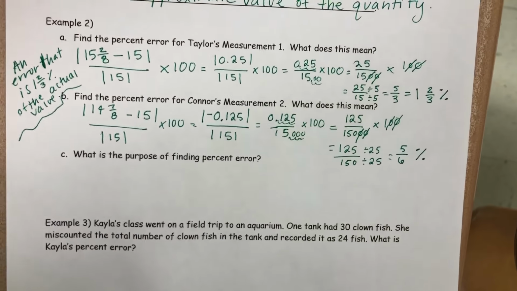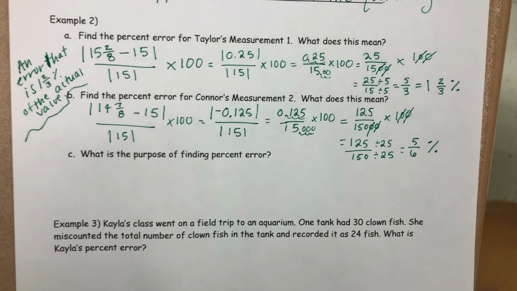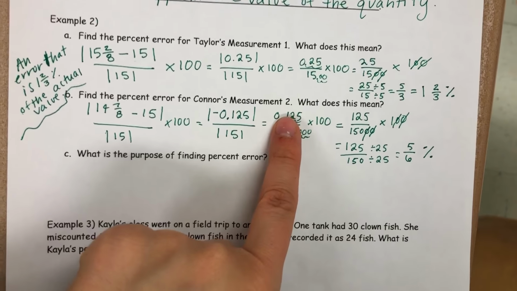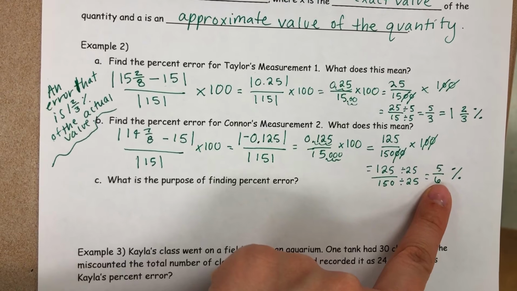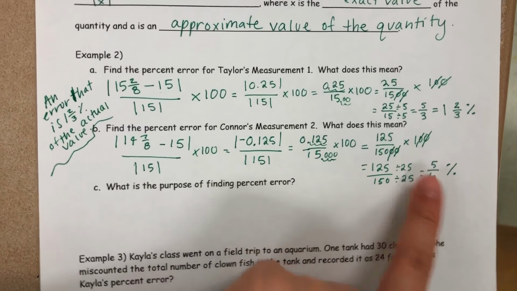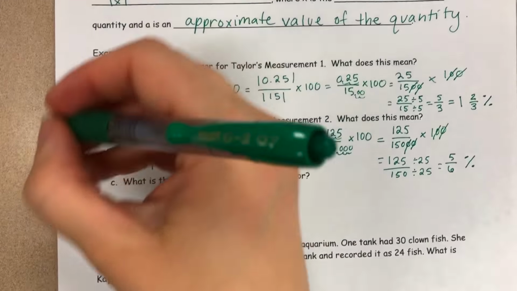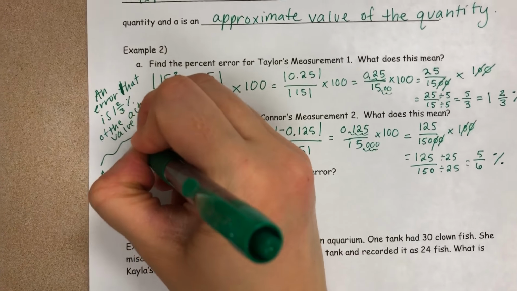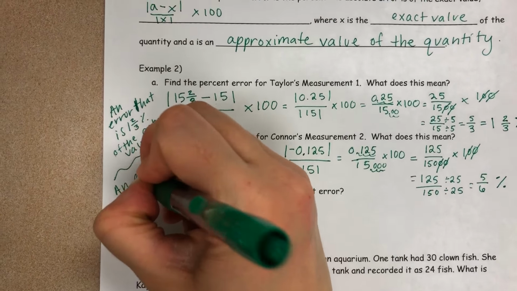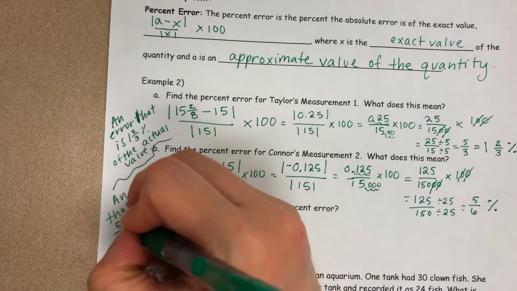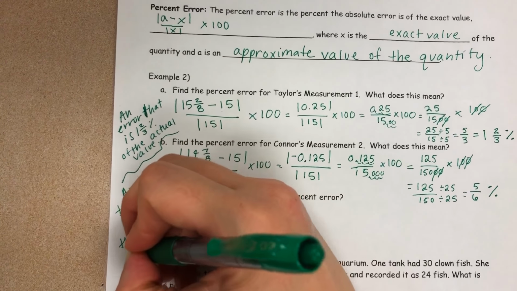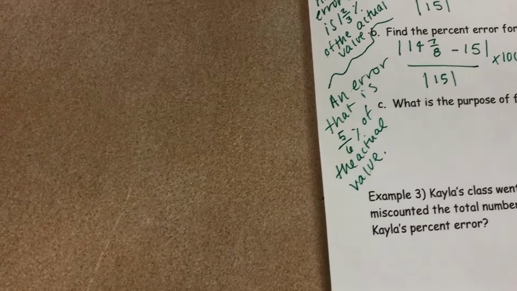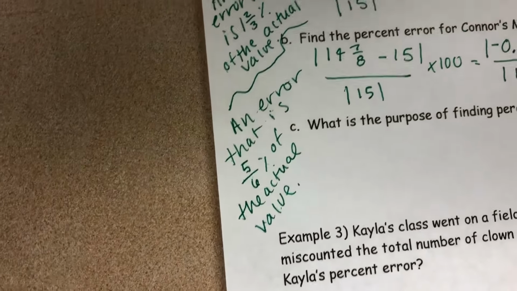This one, once again, is going to ask, what does it mean? Well, this time what it means is Connor's measurement 2 has an error that is 5/6% of the actual value. This one has an error that is 5/6% of the actual value. I'll move my hand in 1 second so you guys can write it if you'd like. An error that is 5/6% of the actual value.